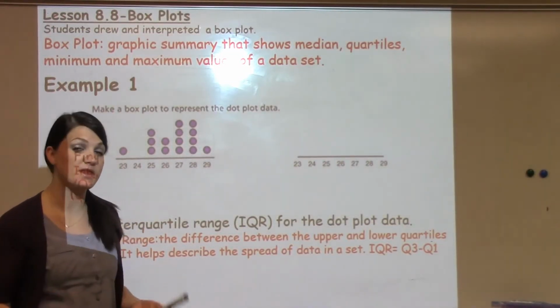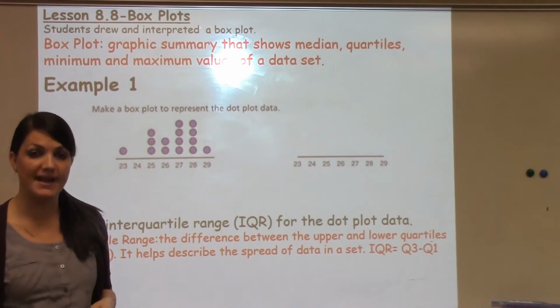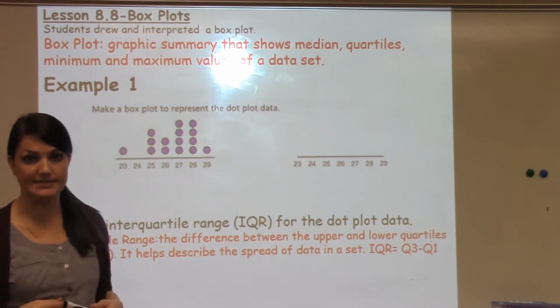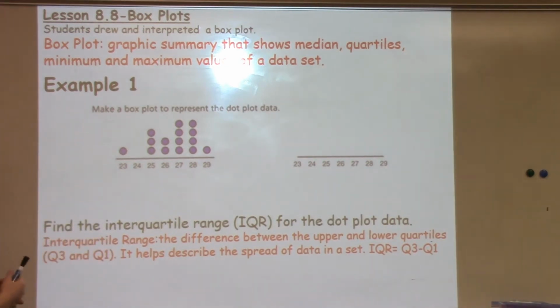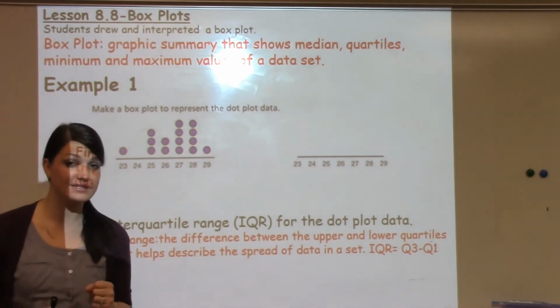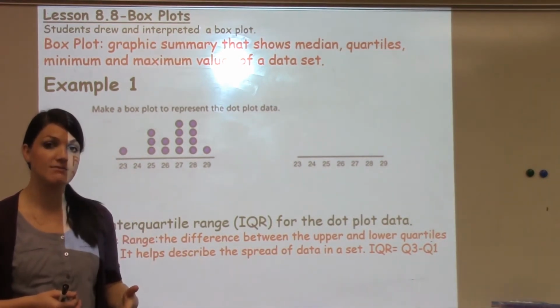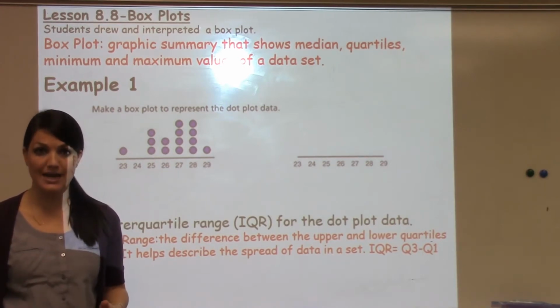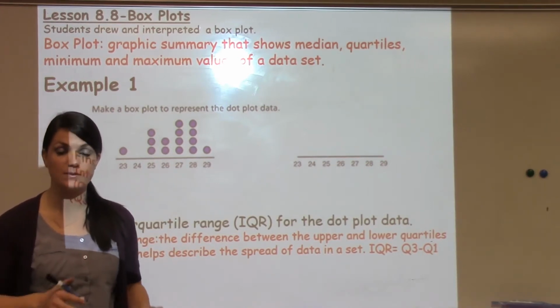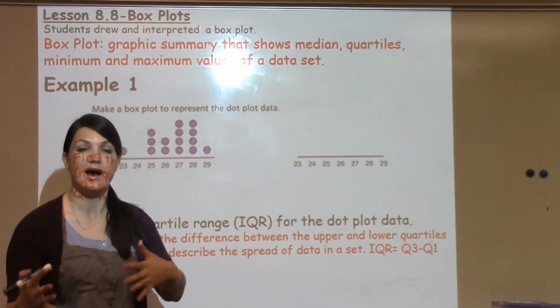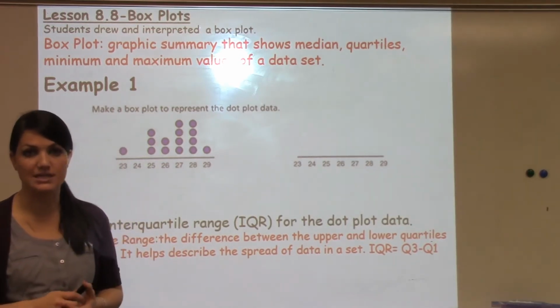Today students worked with box plots in order to provide a visual representation of a data set. In a box plot, it not only shows the smallest value and the largest value, but it also shows the median of the data set, the first quartile, and the third quartile. So it gives a nice visual picture of a lot of different pieces of information in the data set.